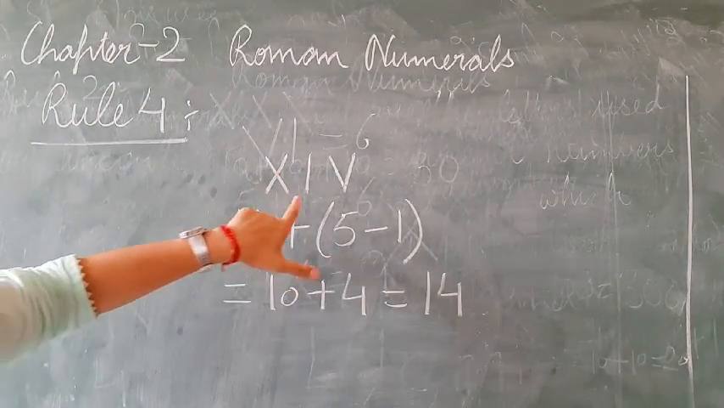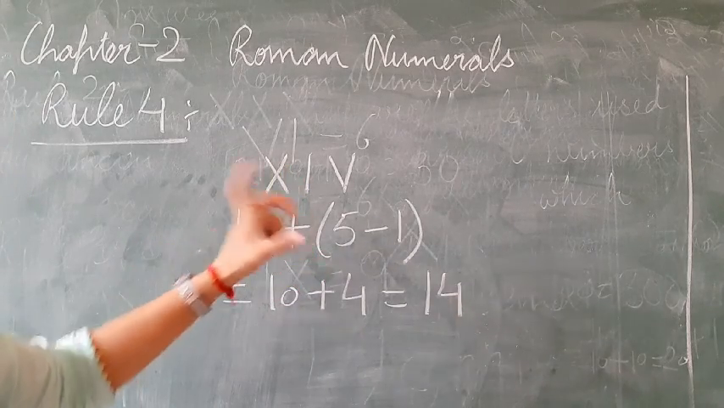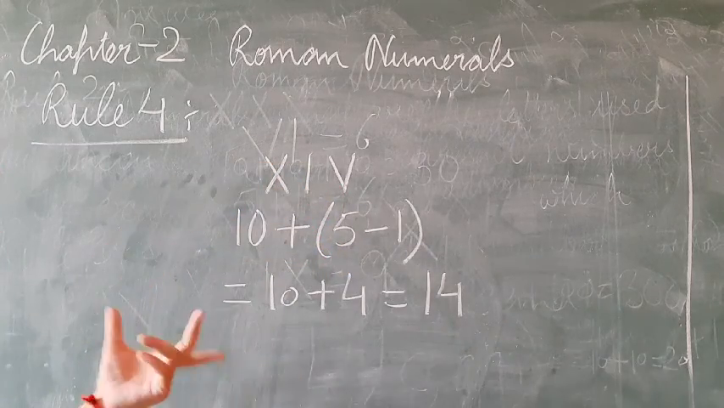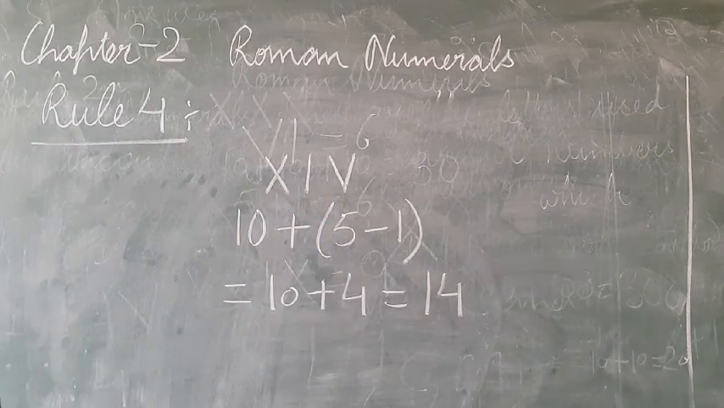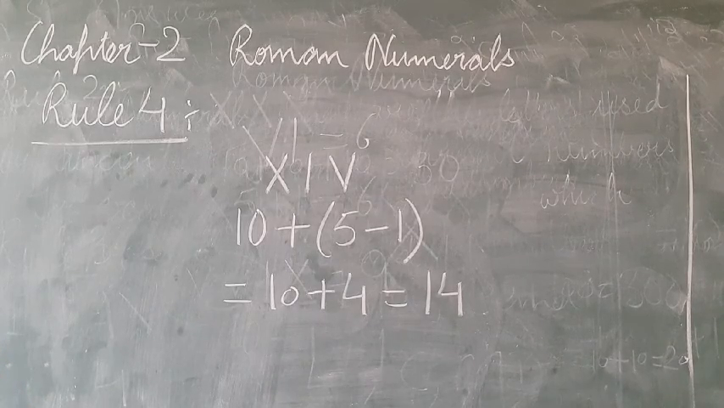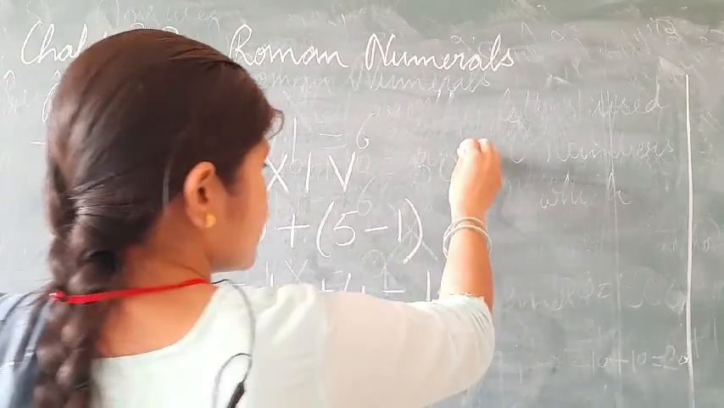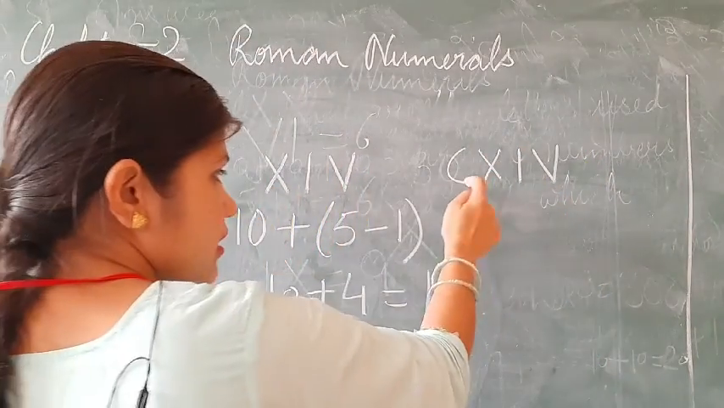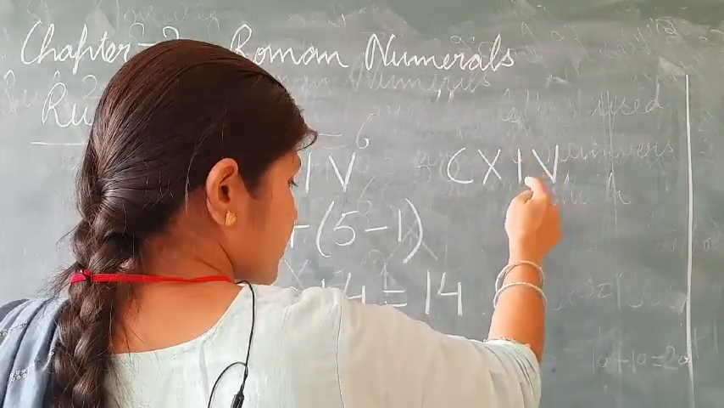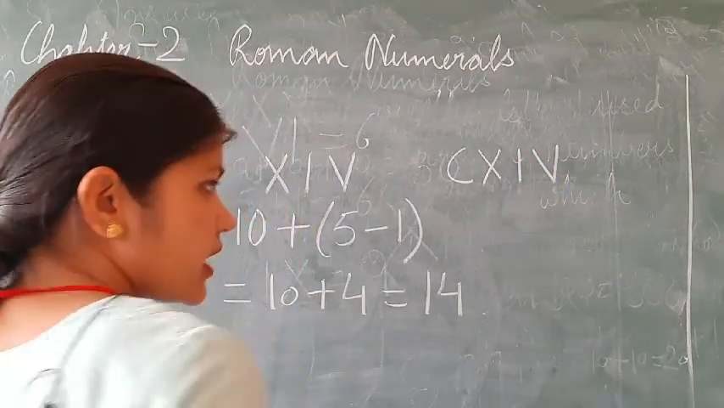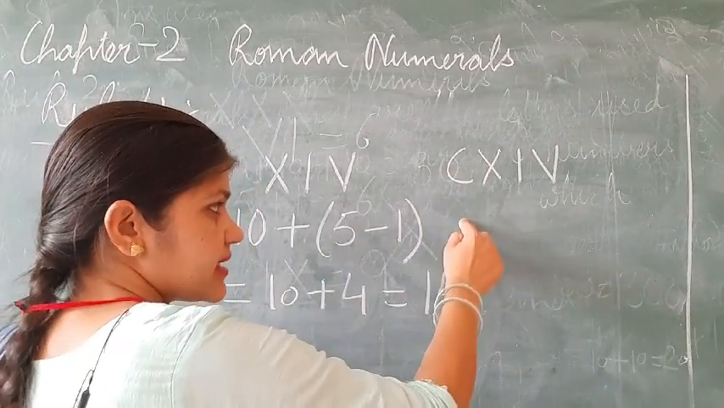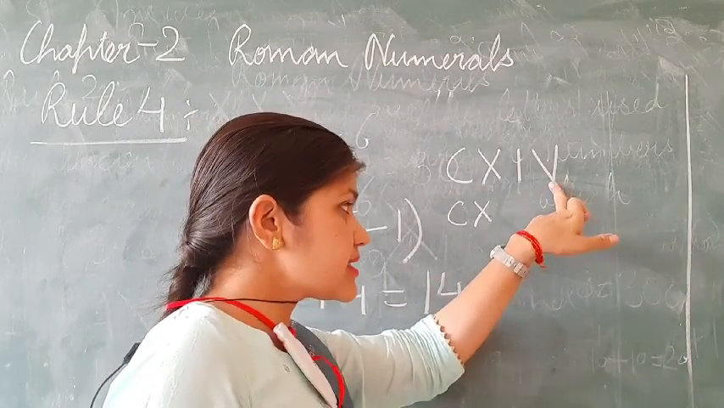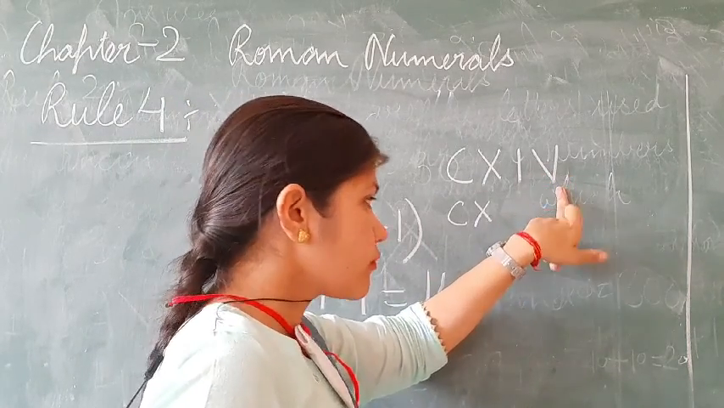We have to subtract the smaller numeral from the numeral which is following this smaller numeral. Is it clear? Take one more example. If I say C, X, I, V. Here C, X, V are all greater than this I. Here also C will remain as it is, C and X. We have to subtract this I from V.